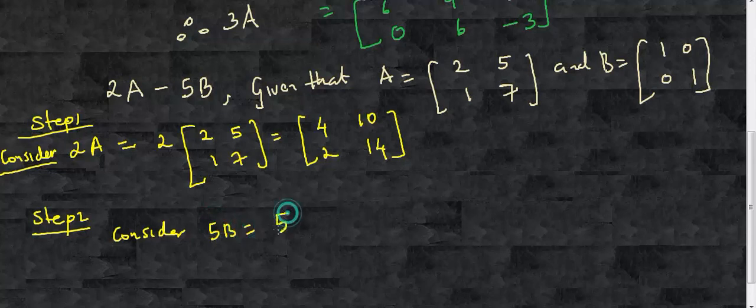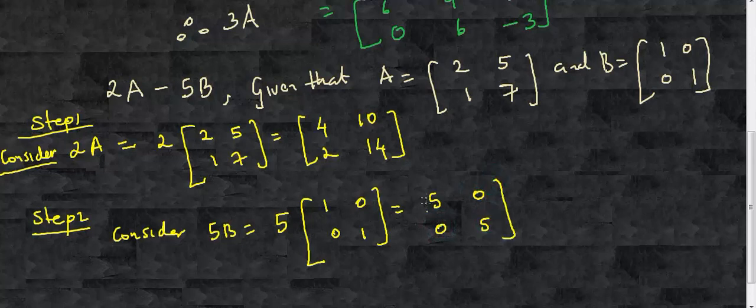So that means you're multiplying every element of the matrix B by 5. 1, 0, 0, 1. So that would be 5, 0, 0, 5. Now finally, you are expected to make the final evaluation.